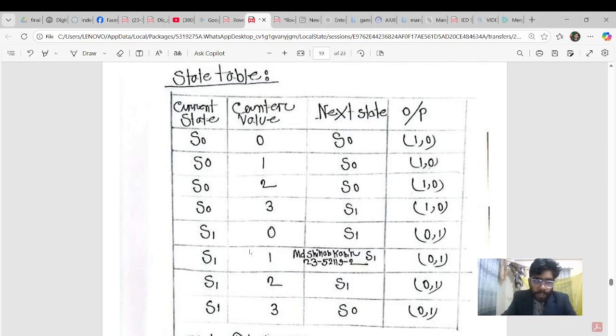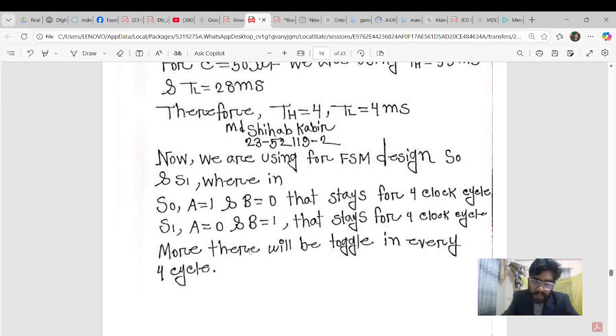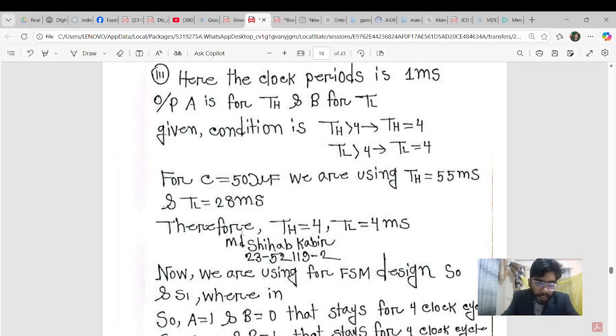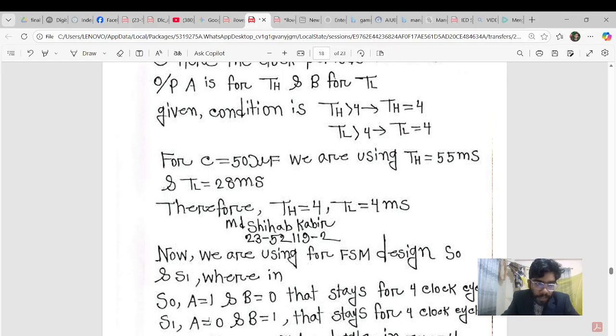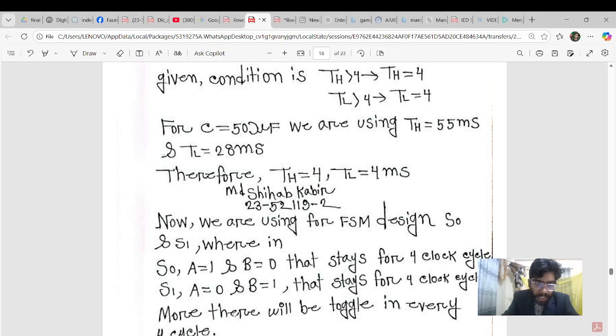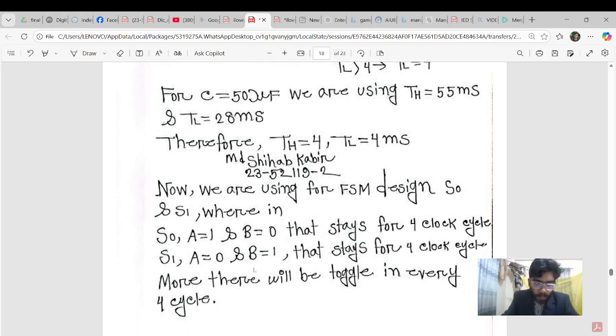Here, to achieve the 4 ms timing, I have implemented a 2-bit counter. The machine stays in S0 for counter 0 to 2, and S1 likewise. Once the counter reaches 3, it transitions to S1.